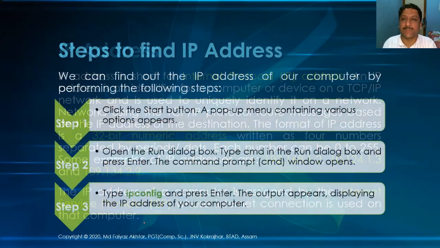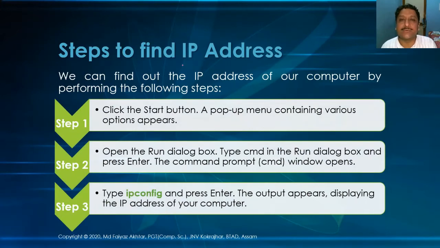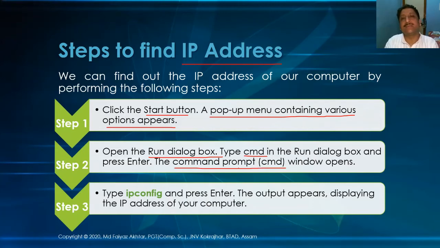Okay, steps to find IP address. Suppose we want to find IP address of our computer. When we connect to the internet, we want to know our IP address, then this is the step here. We can find out the IP address of our computer by performing the following step. Just click on the start button. A pop-up menu containing various options appears. Then go to run dialog box and type CMD. Okay, command prompt will come, or simply just go to start button and type the CMD.